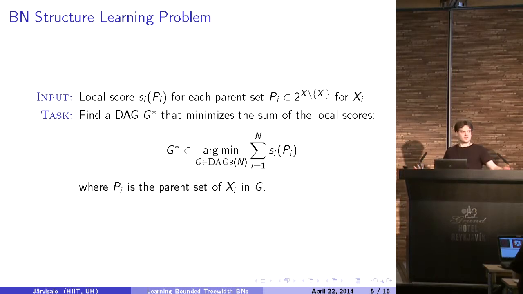And in our setting, we're looking at the structure learning problem as the following problem. We're given a set of local scores, s_i, for possible candidate parent sets for each of the nodes i. And our task is to find a DAG that minimizes the sum of the local scores. So find a G star, which is a DAG, and minimizes this sum.